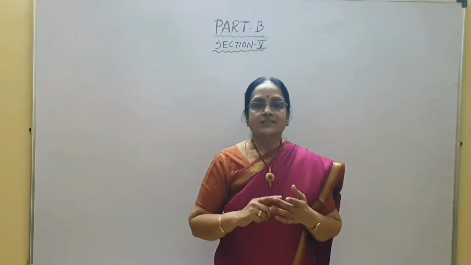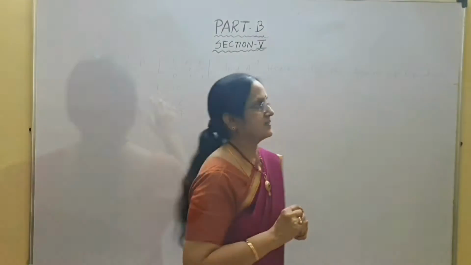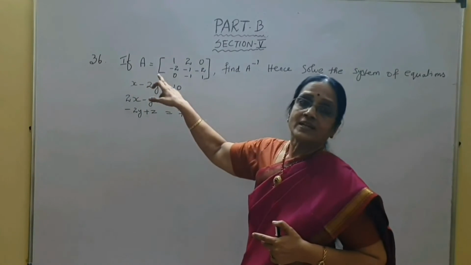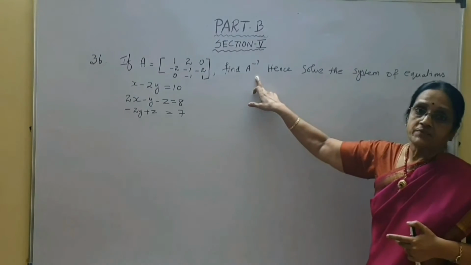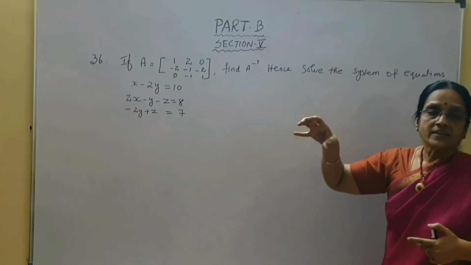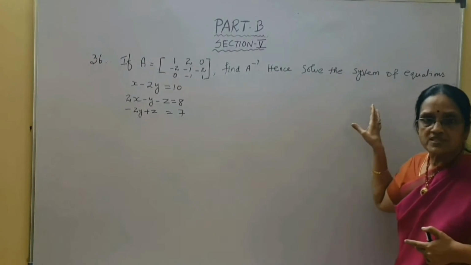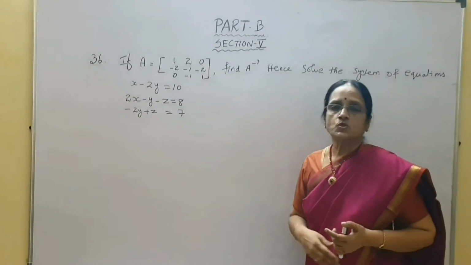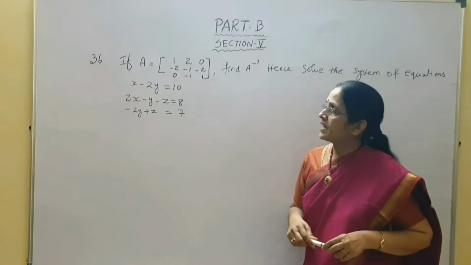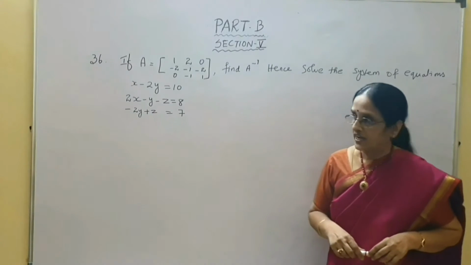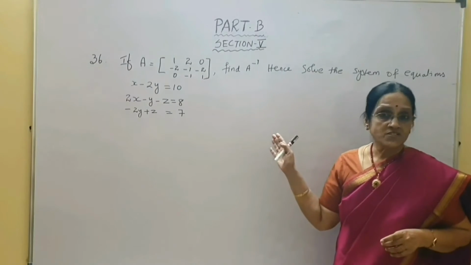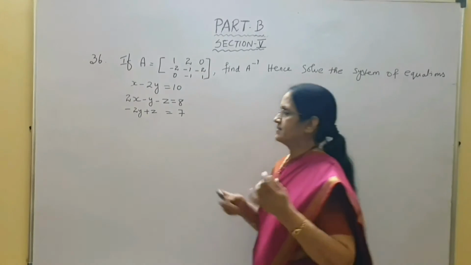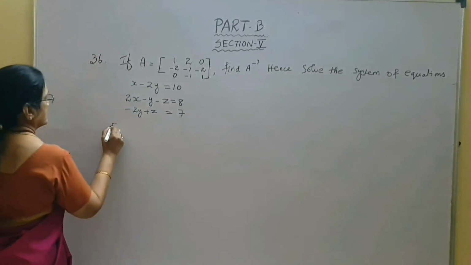Here we go. The first question goes like this. Here you have been given the matrix A. You need to find A inverse. Using that A inverse, you need to solve the system of equations x minus 2y equal to 10, 2x minus y minus z equal to 8 and minus 2y plus z equal to 7. It's rather a very straight question. Let's do it. Solution.